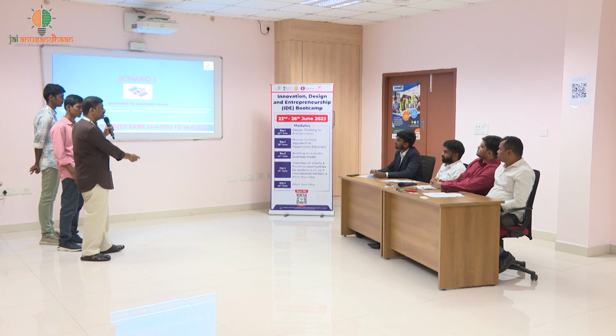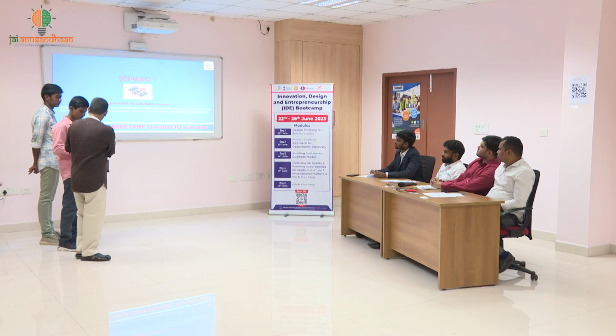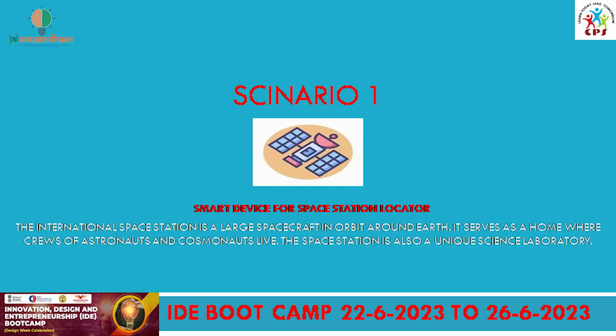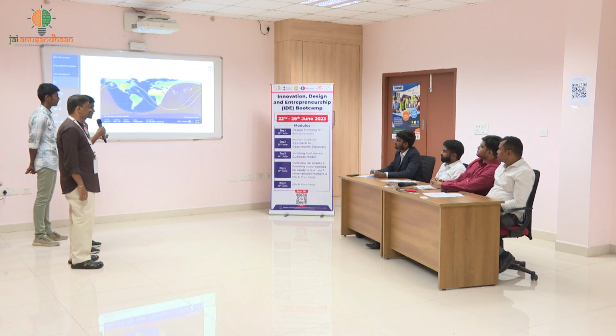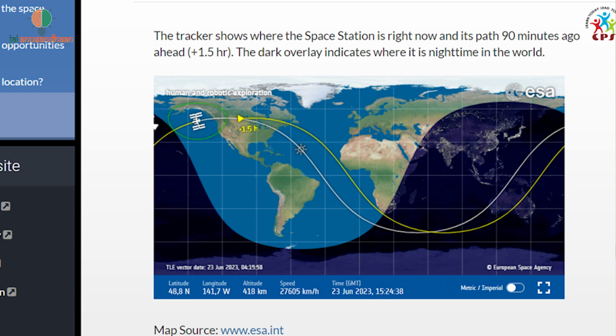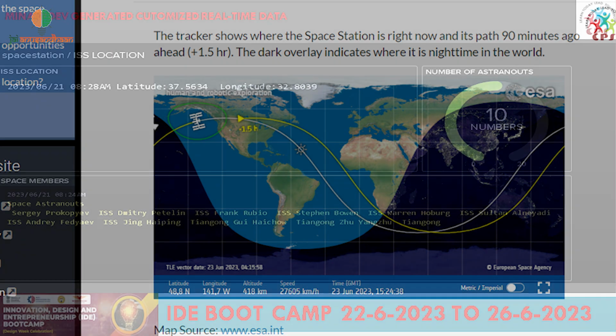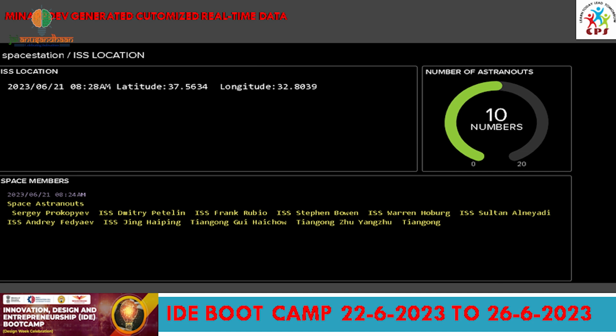Scenario 1 is going to be explained by Mr. Hariharan. Scenario 1 is smart devices for space station location and asteroids. We will be locating the current locations of asteroids, space stations, and satellites. This is data provided by NASA. We will give the customized data latitude and longitude wise.